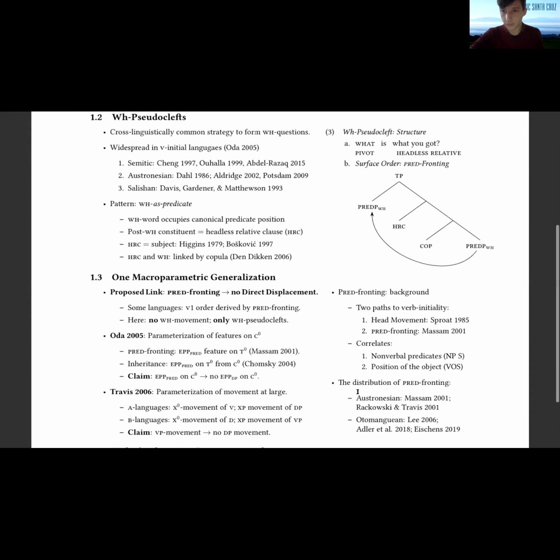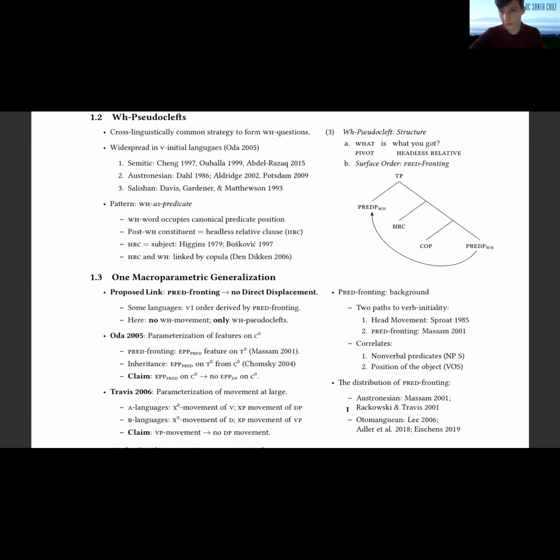And in fact, this distribution has led to a macro parametric generalization that attempts to link a process which underlies word order to the availability of different types of argument question. Specifically, it's been claimed that languages that show verb initial word order, that derive this order through an operation of phrasal movement or predicate fronting, do not have direct displacement of WH words in content questions. And as a result, all argument questions in these languages involve WH pseudoclefts.